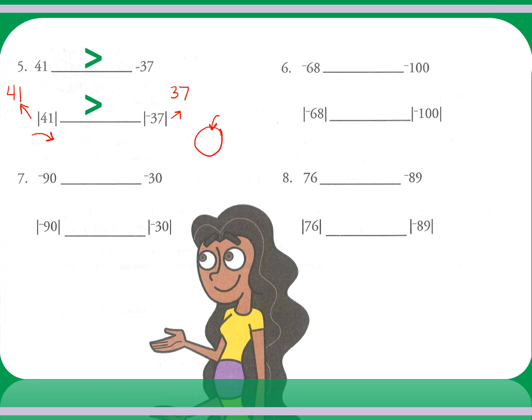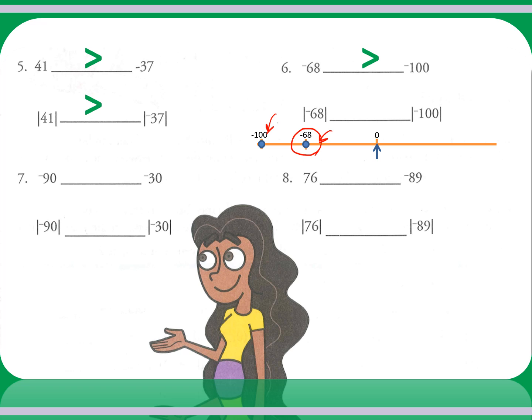Question number 6. We're comparing negative 68 to negative 100. As you can see when we plot it on a number line, negative 68 is to the right of negative 100, so it is greater. Greater, right.